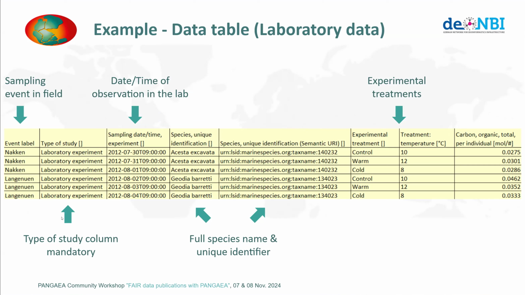Then another mandatory column would be the type of the study here, because we would like to separate this data set from field data, which is our focus in PANGAEA. Then you actually have the date time of observation in the lab. And then you have the species names here. Please also provide a unique identifier here, because we link this to the World Register of Marine Species, for example. Then we have information about experimental treatments, and then finally the data.